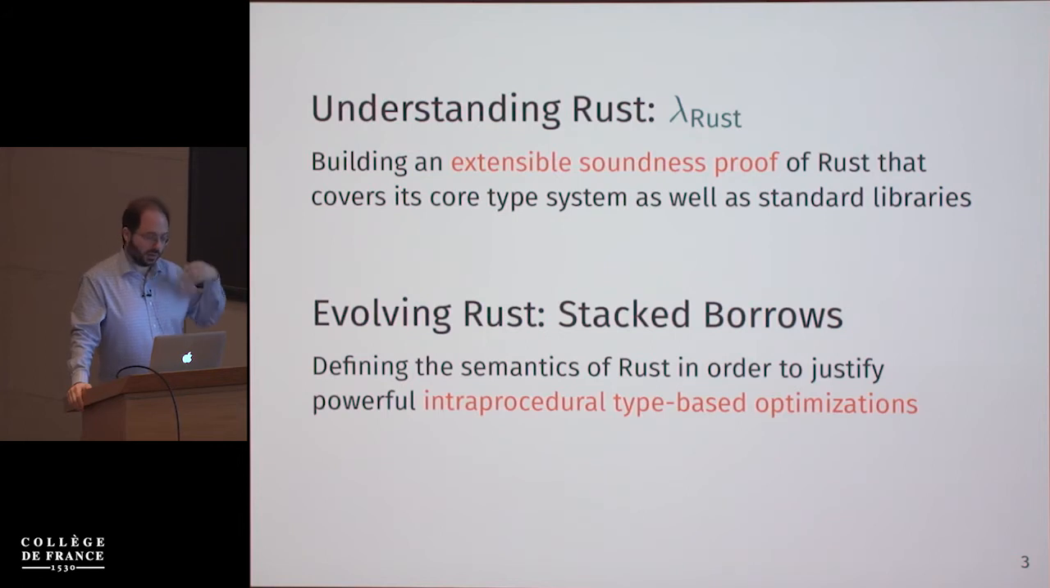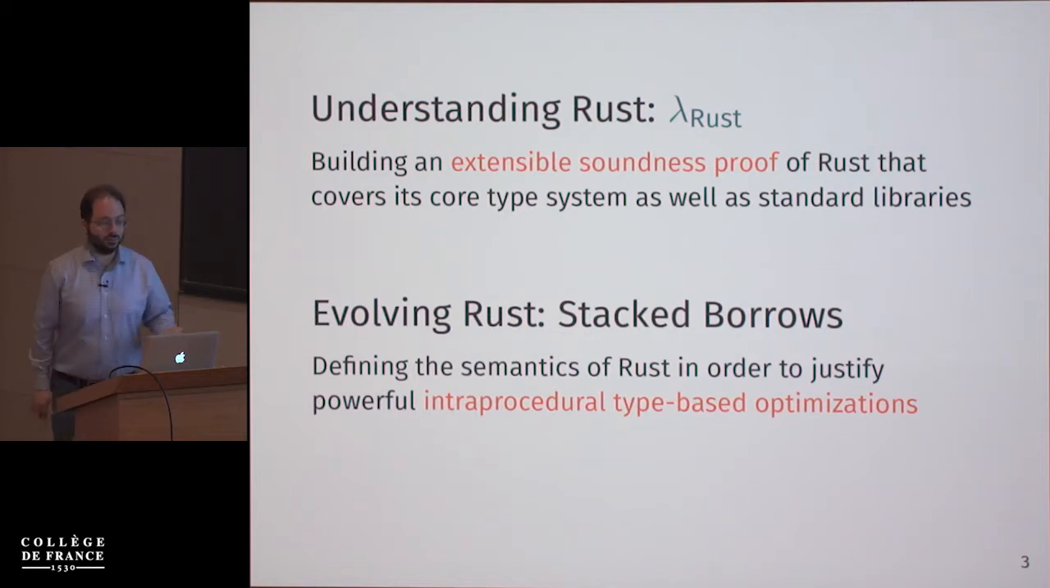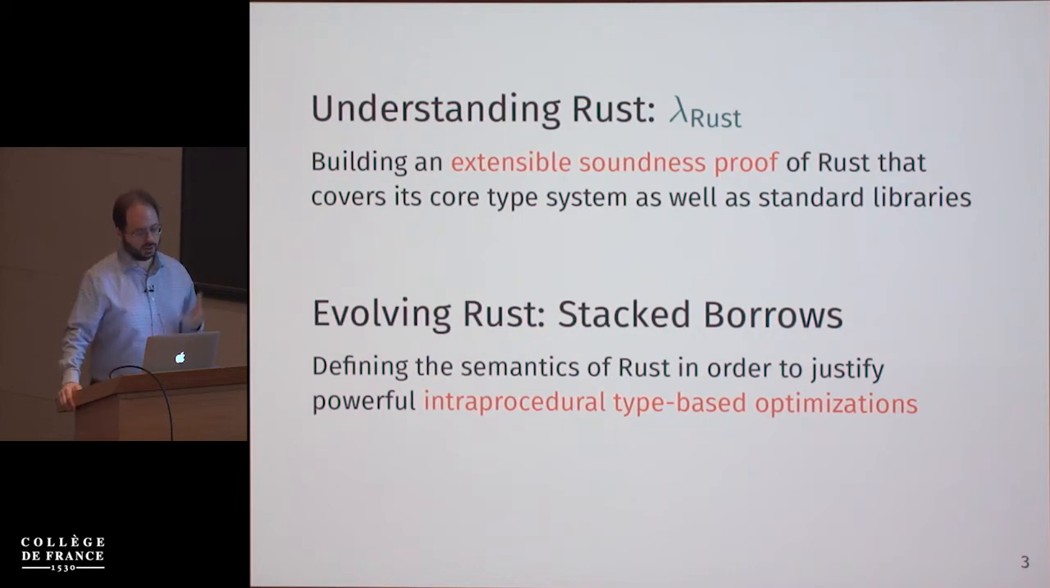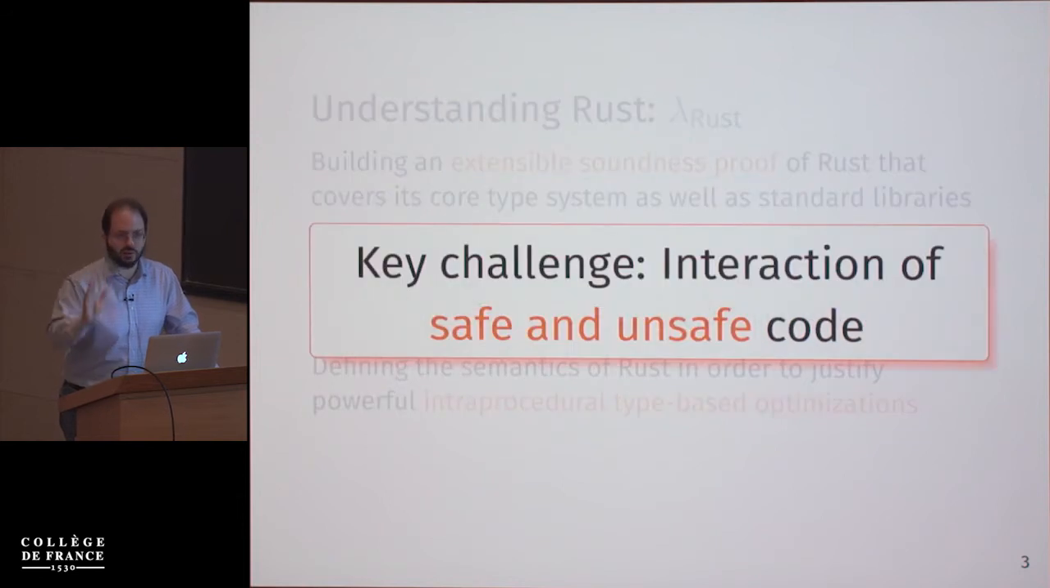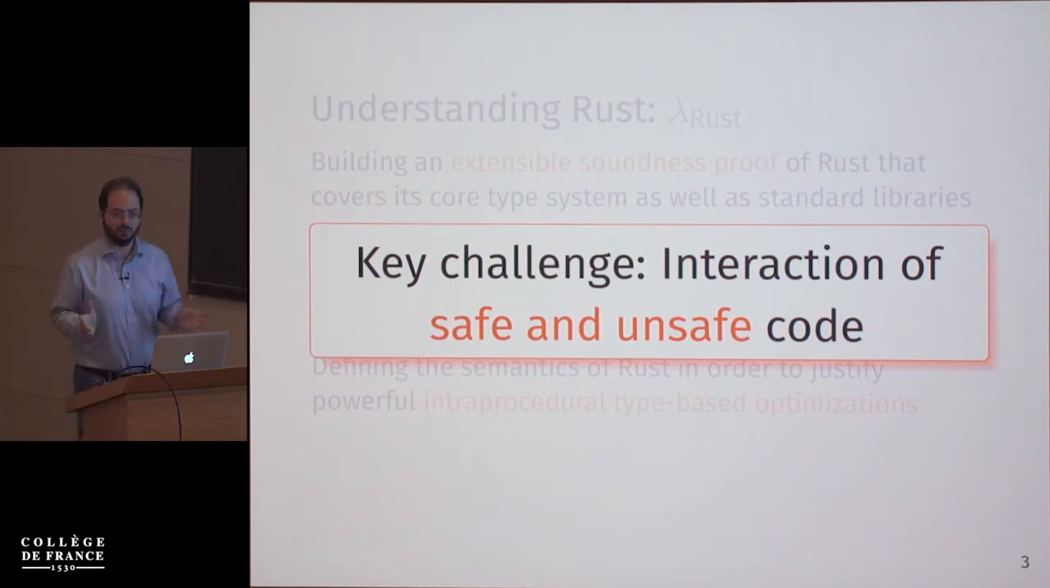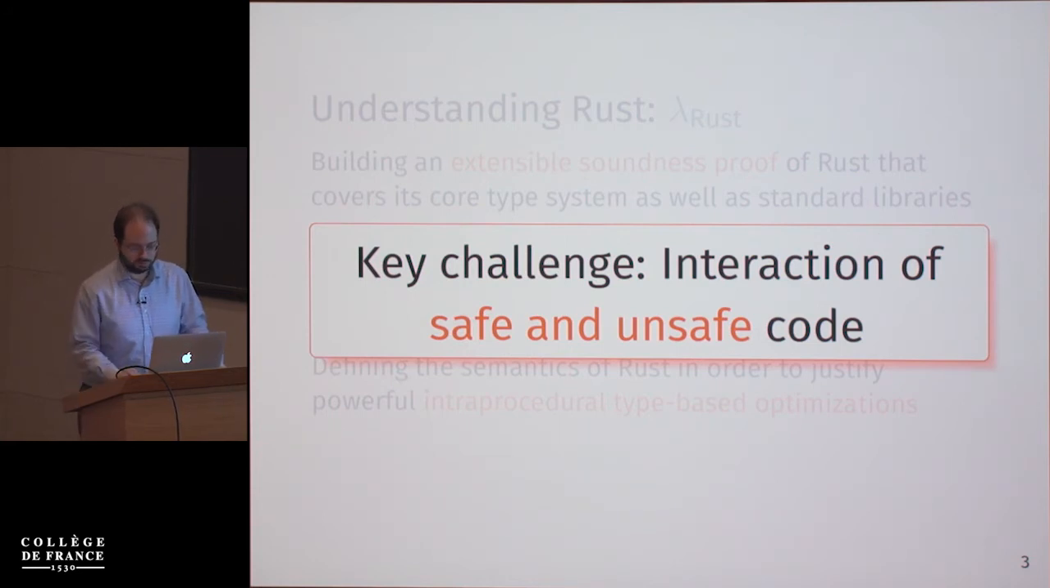And the second part will be about some work we've done very recently on evolving the language. We're trying to help define an operational semantics for Rust that would allow us to justify very aggressive type-based optimizations that the Rust developers want to be able to perform. So this is a place where we're really giving back to the Rust design and hopefully influencing it in a positive way. But first, before I do either of those, as I said already, the key challenge in both of these points is understanding this interaction of safe and unsafe code, which is, I think, a unique design point of the Rust language.